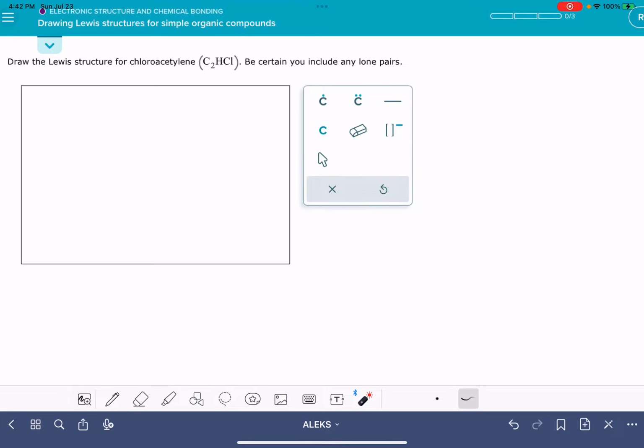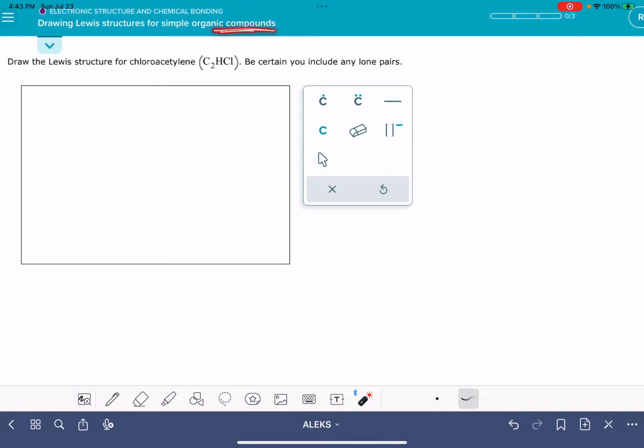In this video, I'll give you some tips for solving the ALEKS problem called drawing Lewis structures for simple organic compounds. I want to start by saying that the tips that I'm going to give you apply to drawing Lewis structures for organic compounds exclusively. These tips are not going to work well for other types of compounds.